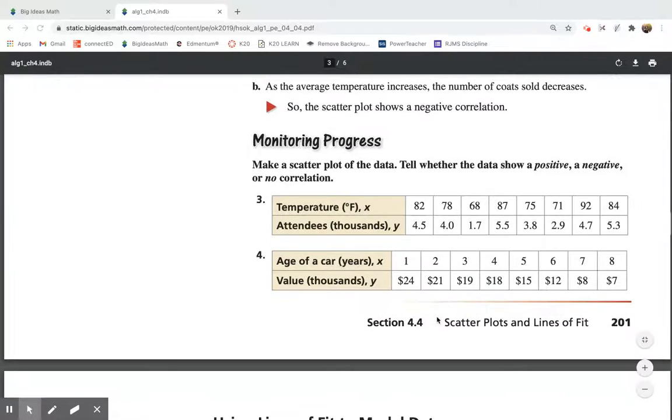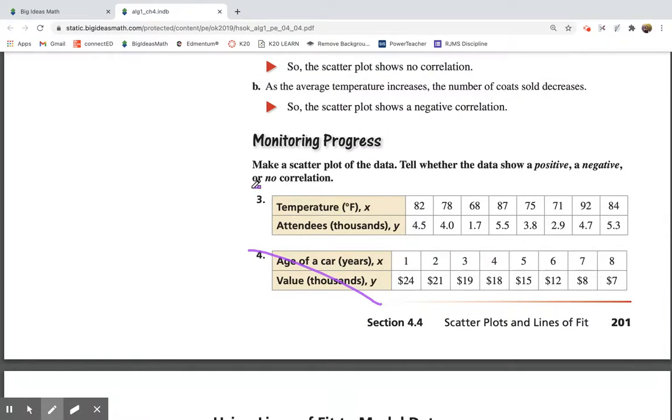Okay, so I'm not going to make you do number 4. I feel like that's too much. Do number 3. You might want to copy this table down first. You're going to make a scatter plot of the data, graph those, and tell whether the data show a positive, negative, or no correlation.